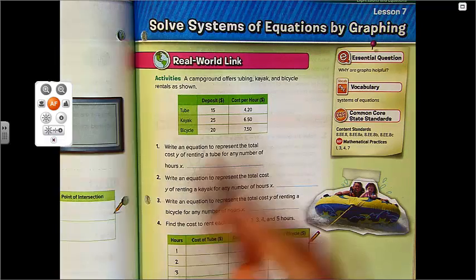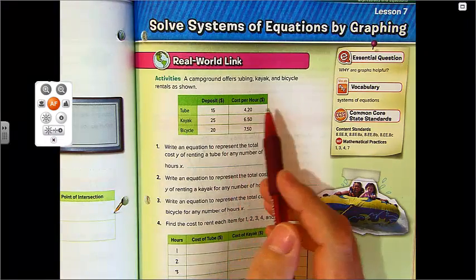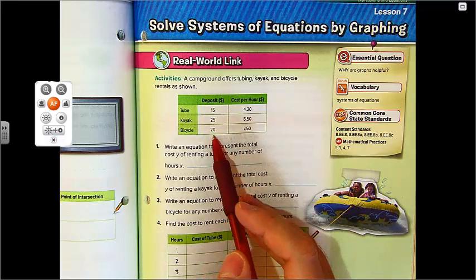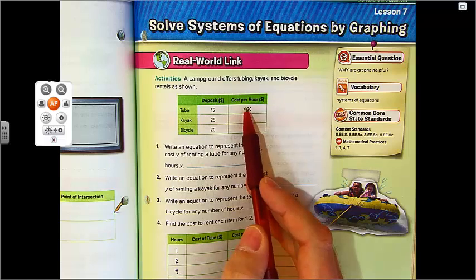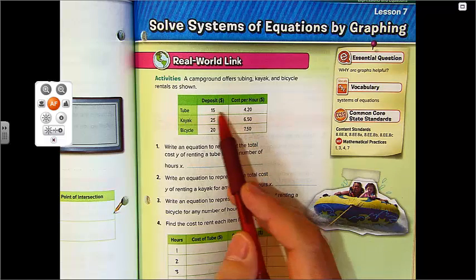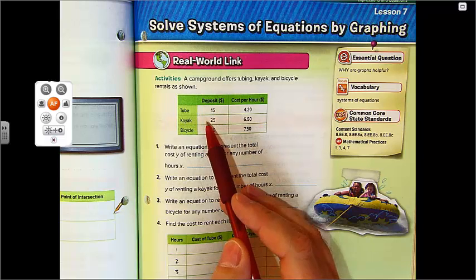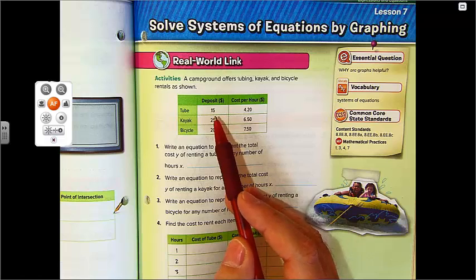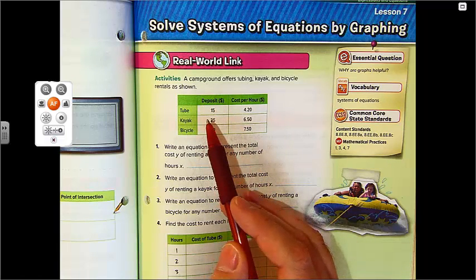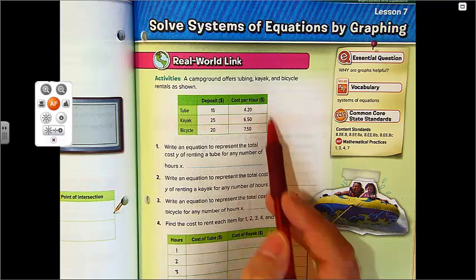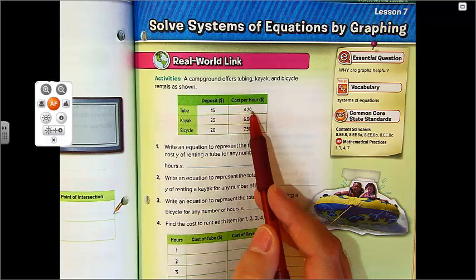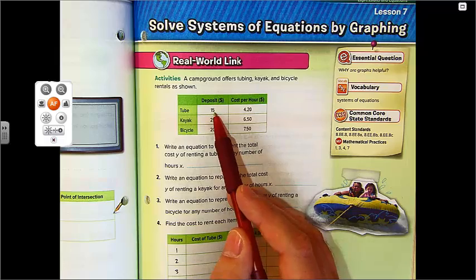here. So what it says at a campground, basically it's offering tubing, kayaking, bicycle rentals as shown in this graph here. Right here it shows the deposits, okay? Over on the right then it shows the cost per hour. So the key thing to understand right away is that this deposit is not going to change. Whether you rent something for 1 hour or whether you rent it for 10 hours, the deposit is going to stay the same. The thing that's going to change, the cost part that's going to change based on how long you use it, is the cost per hour, okay? So whether I rent this tube here for 1 hour or whether I rent it for 5 hours, my deposit is staying the same, okay?